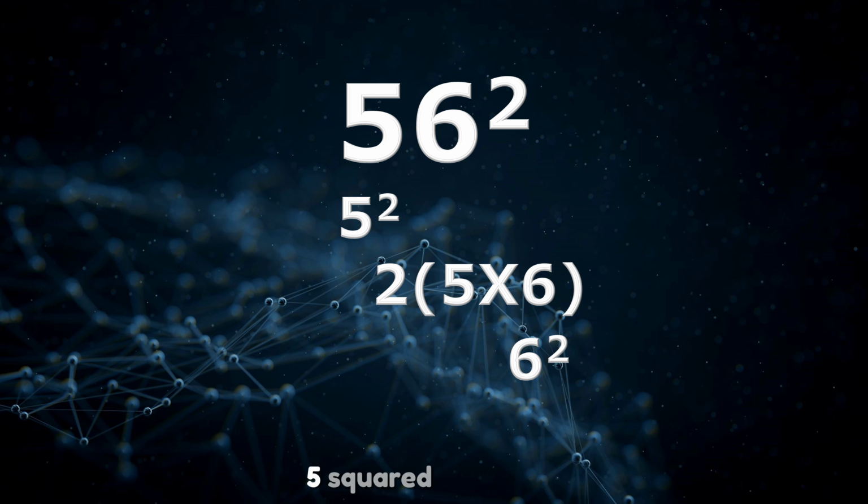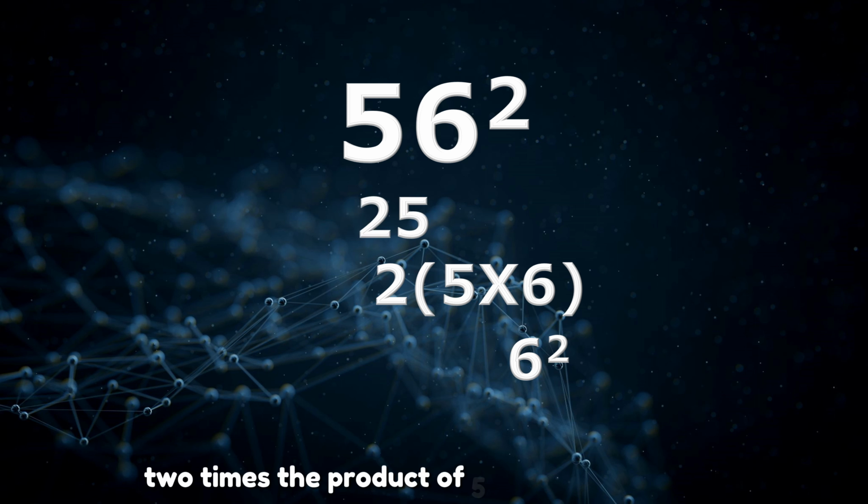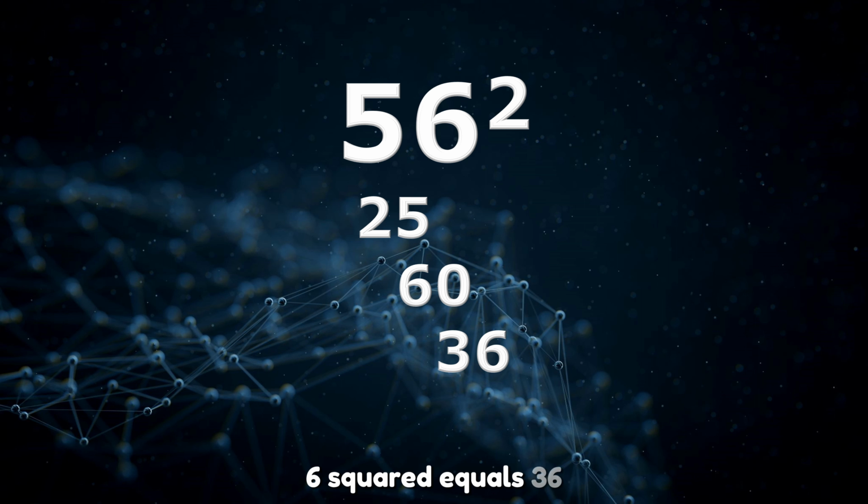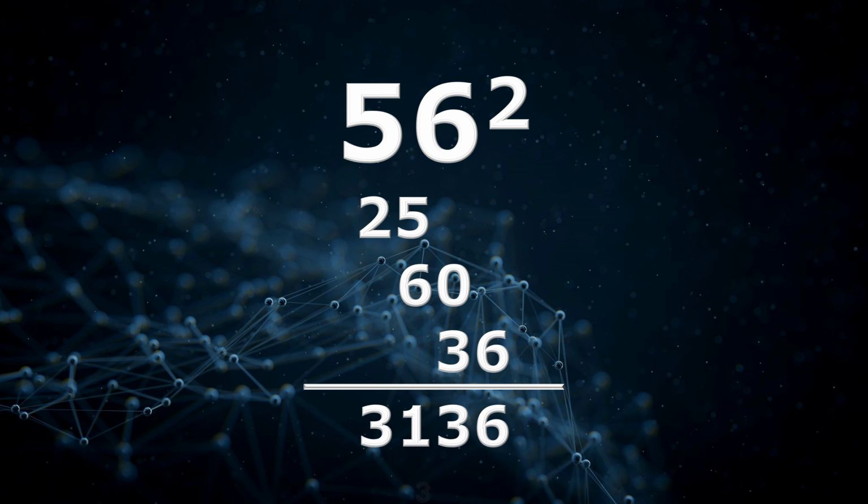5 squared equals 25. 2 times the product of 5 and 6 equals 60. Since 60 is a two-digit number, we'll add 6 to the preceding position. 6 squared equals 36. Since 36 is also a two-digit number, we'll add 3 to the preceding position. Putting it all together, we get 3136, and that is the answer.